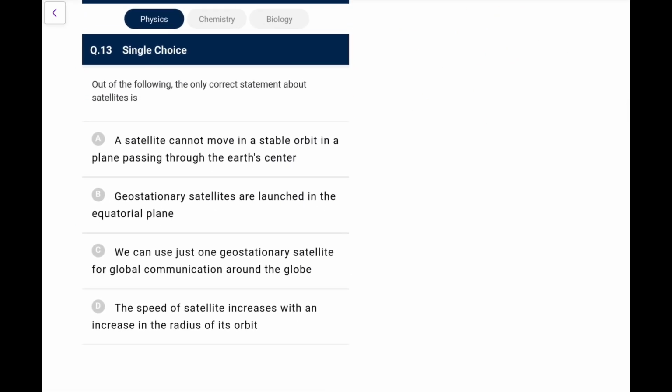Next one. Out of the following, the only correct statement about satellite is: satellite cannot move in a stable orbit in a plane passing through the Earth's center. Geostationary satellites are launched in the equatorial plane. Yes, this is the correct one. We always say geostationary satellites are always in the equatorial plane to exactly match the Earth's angular speed always.